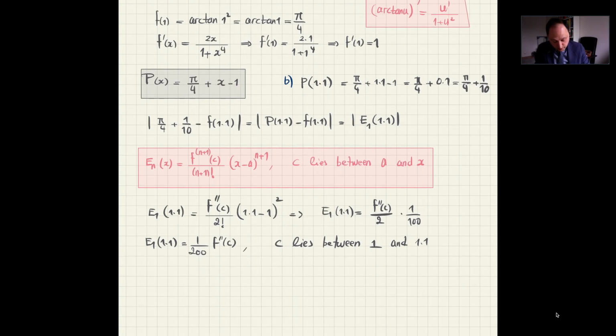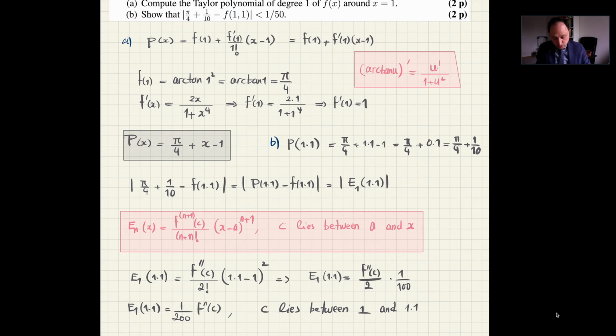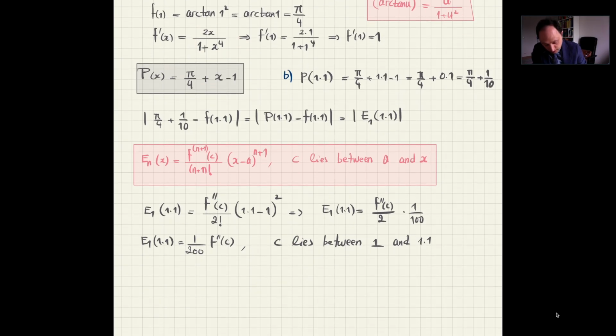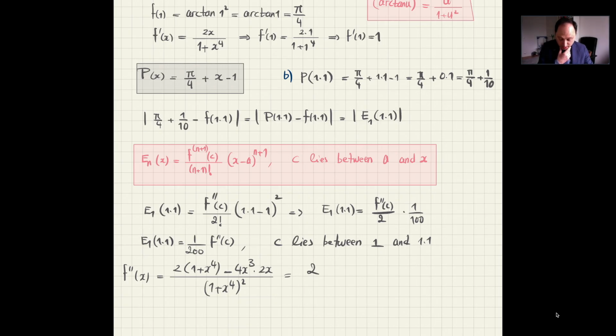So if I want to say something about this, I need to calculate f double prime of c. I have already calculated f prime, so I need one more derivative to calculate f double prime. Let me just do it here. So f double prime of x is the derivative of the numerator multiplied by the denominator, minus the derivative of the denominator multiplied by the numerator, divided by the denominator squared. If we simplify that, it becomes 2, and then I have 2x to the 4 minus 8x to the 4.